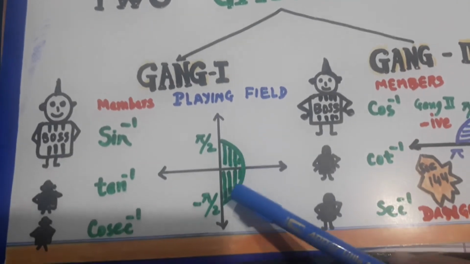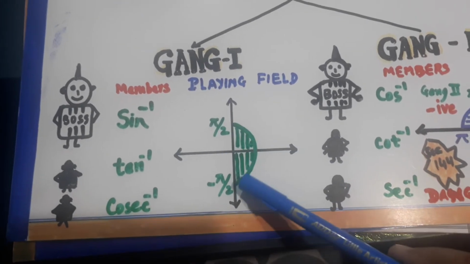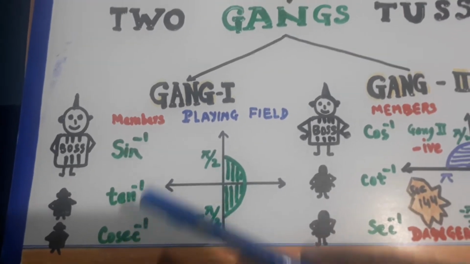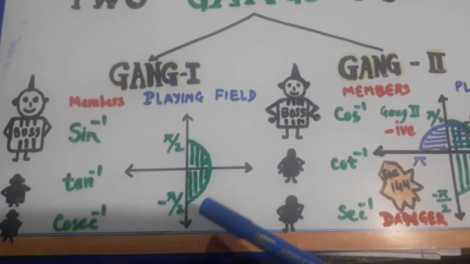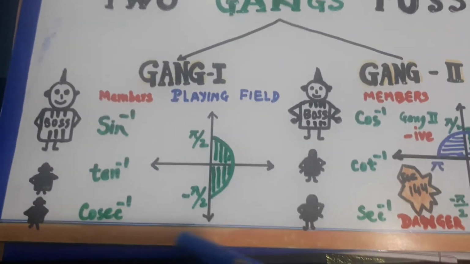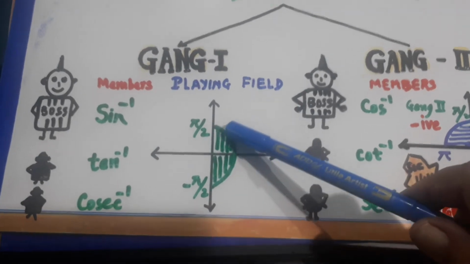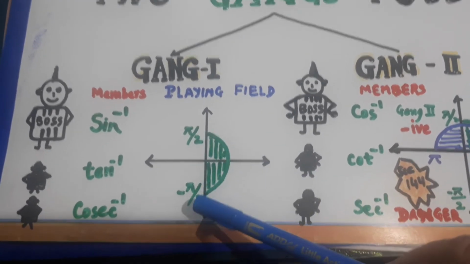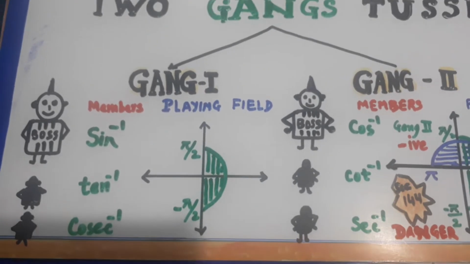This is the playing field of sin inverse, or gang number 1. Sin inverse, tan inverse, cosecant inverse, these are the members. I already told you that these are angles. So this is their playing field, minus pi by 2 to pi by 2.